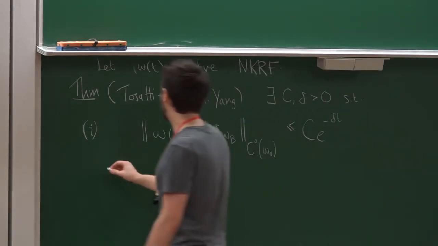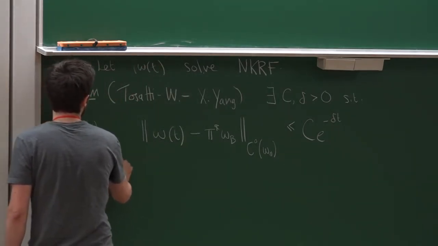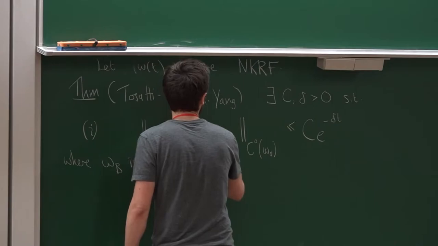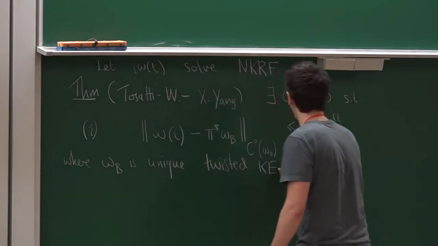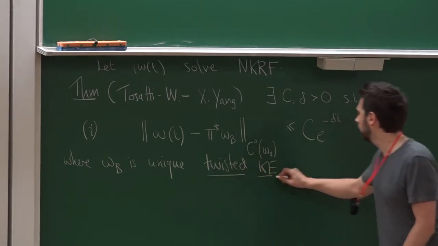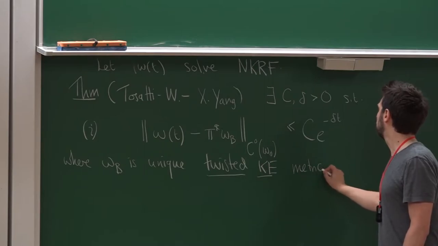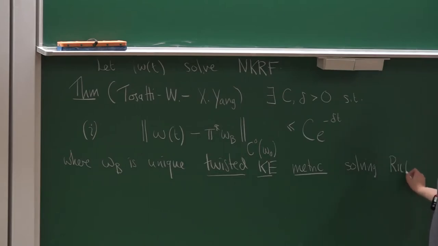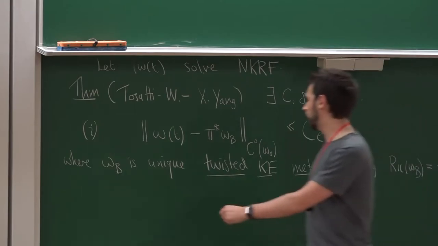So what is omega b? Omega b is the unique, what we call twisted Kähler-Einstein metric. So the existence of this, well, I'll explain in a second. This is not coming from us. The twisted Kähler-Einstein metric, which solves that the Ricci of omega b, so it's a metric on the base B, is minus omega b, plus the so-called Weil-Petersson metric, and I'll explain a little bit what I mean by this. And this is measuring the failure of your manifold to be a fiber bundle, if you like. Okay.